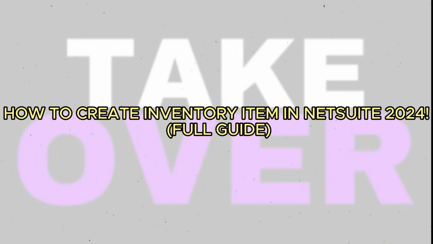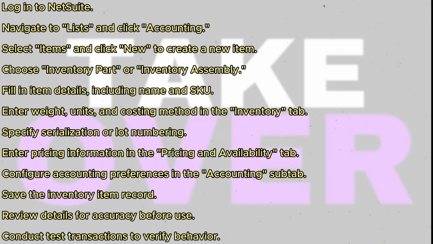Creating inventory items in Netsuite is simple, and today I'll guide you through the process. First, log into your Netsuite account. Navigate to Lists and click on Accounting, then select Items and click on the New button to create a new item record. In the Item Type field, select either Inventory Part or Inventory Assembly depending on whether the item is standalone or part of an assembly.